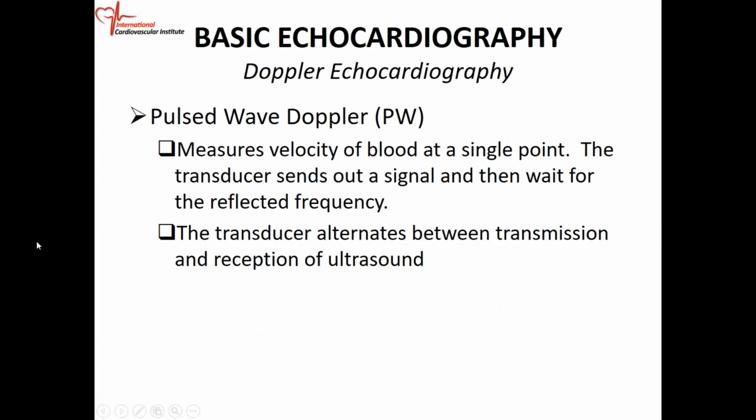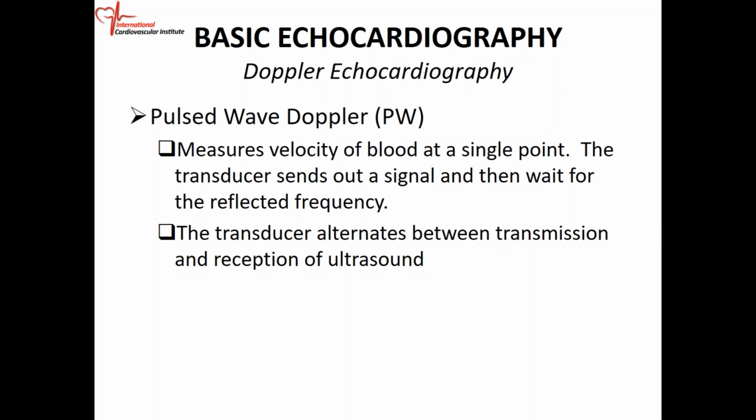Now we come to the different types of Dopplers. One type of Doppler is pulse wave Doppler, affectionately called PW. Pulse wave Doppler measures velocity of blood at a single point. The transducer sends out a signal and then waits for the reflected signal to come back. So it's sending, waiting, waiting.